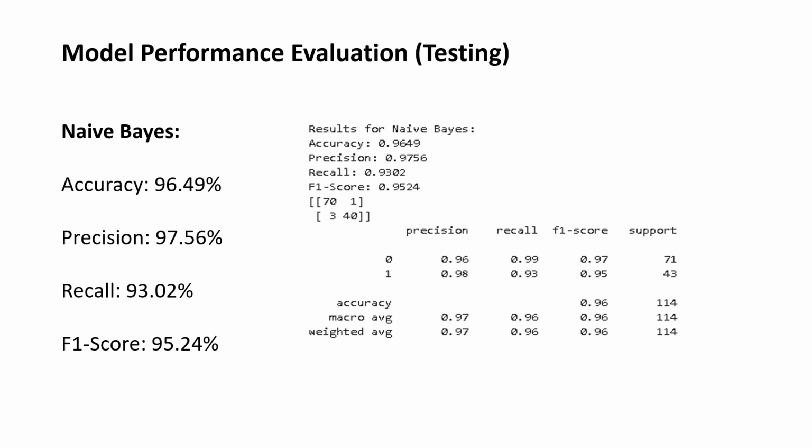So now we are moving to the next slide, where we will talk about Naive Bayes. As we all know, the Naive Bayes model is a probabilistic classifier that assumes independence between the features, and it works well for high-dimensional datasets like the one we have used. Despite its simplicity, this model achieved a strong performance in our test. Its accuracy is 96.49%, precision is 97.56%, recall is 93.02%, and the F1 score is 95.24%. For zero, precision 0.96, recall 0.99, F1 score 0.97, support 71. For one, precision is 0.98, recall 0.93, F1 score 0.95, and support is 43.